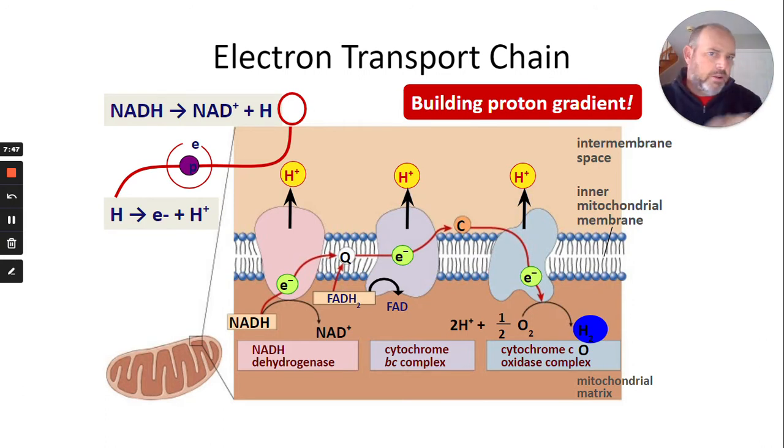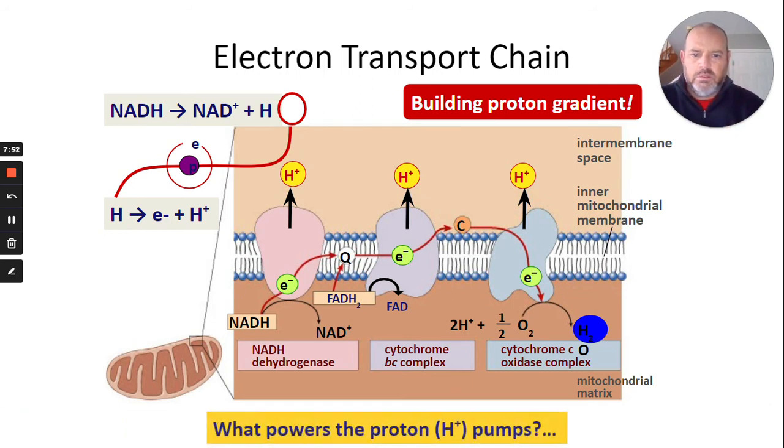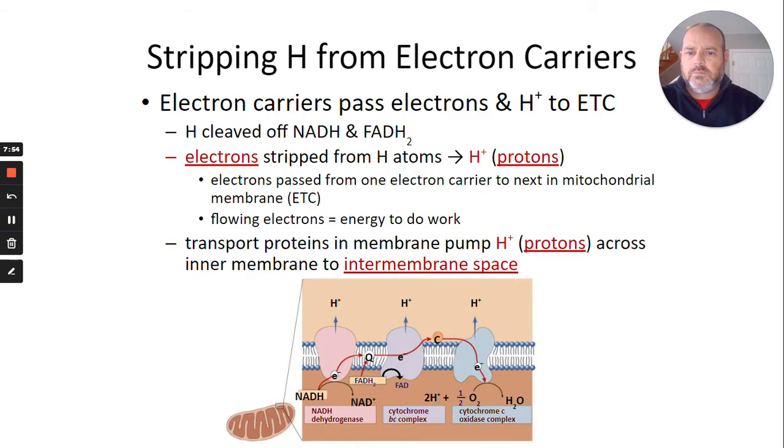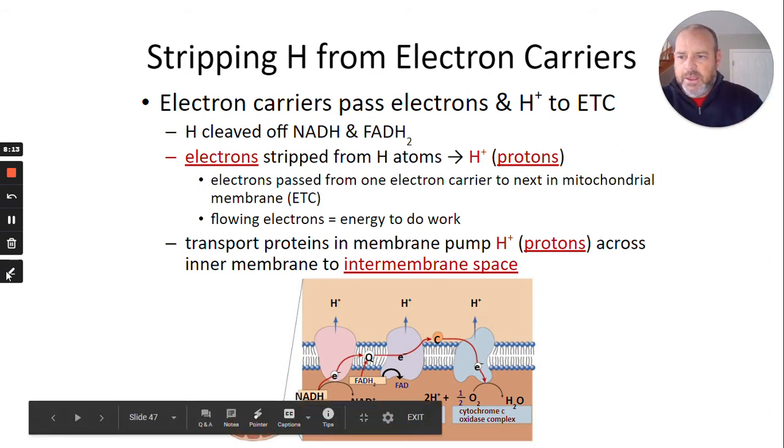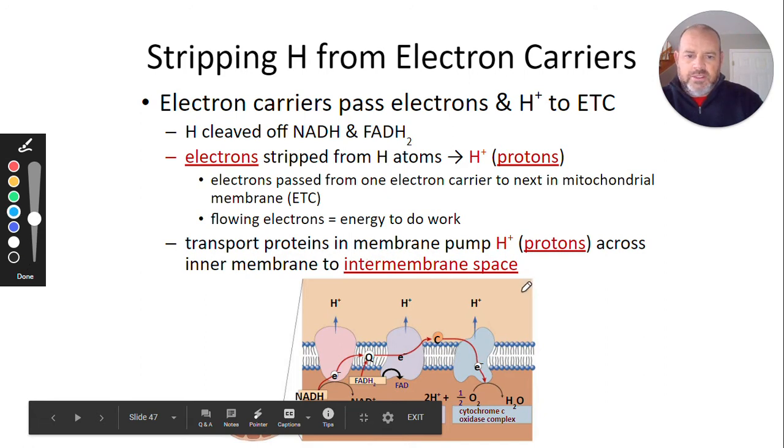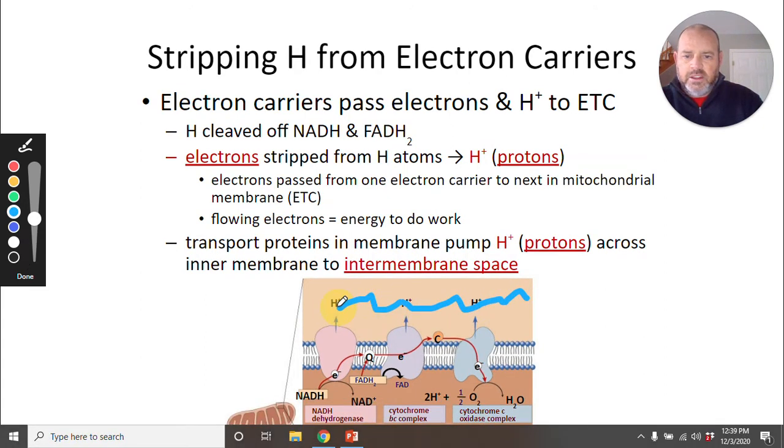Okay, so we'll cycle through this a couple of times. I know this picture's okay, but it could be done a little bit better. So electron carriers are going to pass the electrons and the protons to the ETC. The hydrogen gets cleaved off. The electrons are stripped from the hydrogen atoms, and the protons are then pumped out into this inner membrane space right here. So now all this area out here is getting flooded with hydrogen. Okay, it's getting flooded with protons.